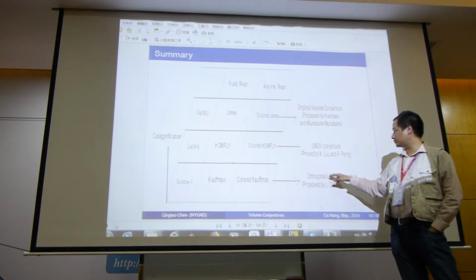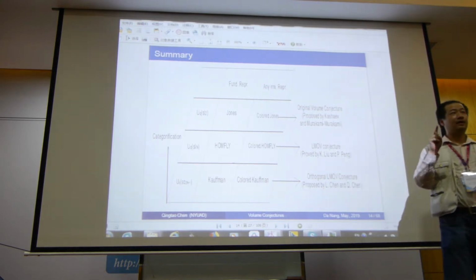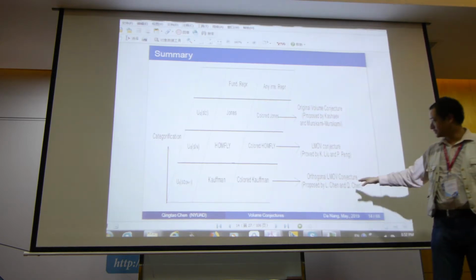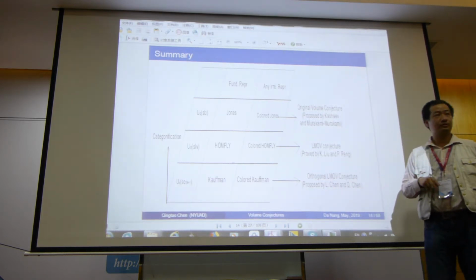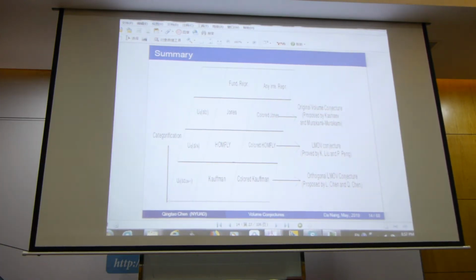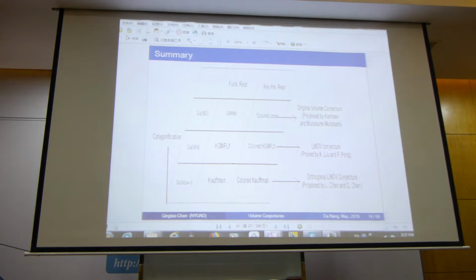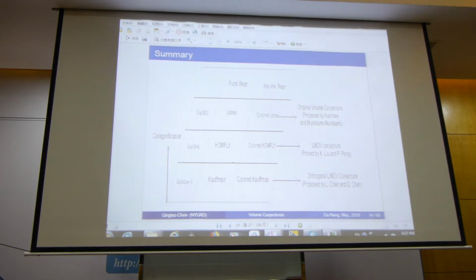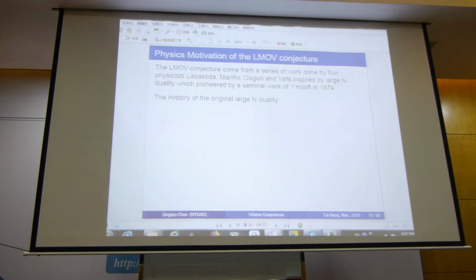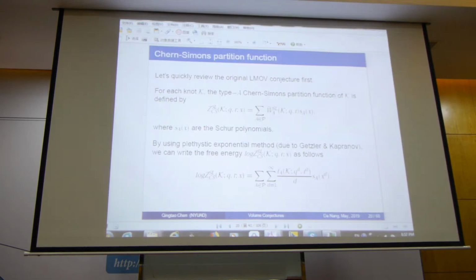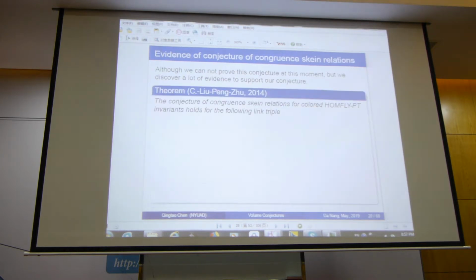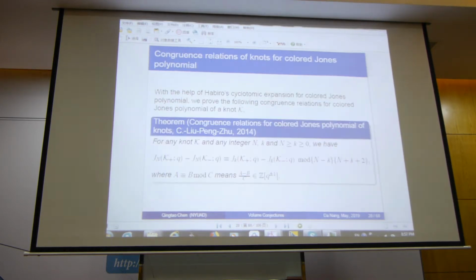And the rigorous work on the orthogonal LMOV conjecture is based on some work of Belyakova and Blanchet. So they have it for the orthogonal LMOV conjecture. Okay, so this is our motivation. We studied those LMOV conjectures and got some congruence relations for the colored HOMFLY invariant. From the colored HOMFLY, we then go to the colored SU(N). So this is our motivation. It's too much, so I'm going to skip.